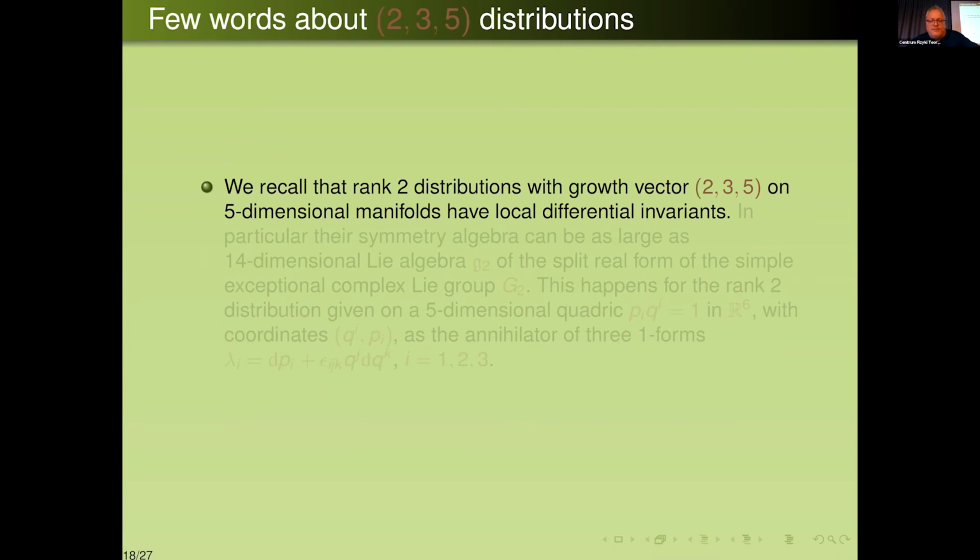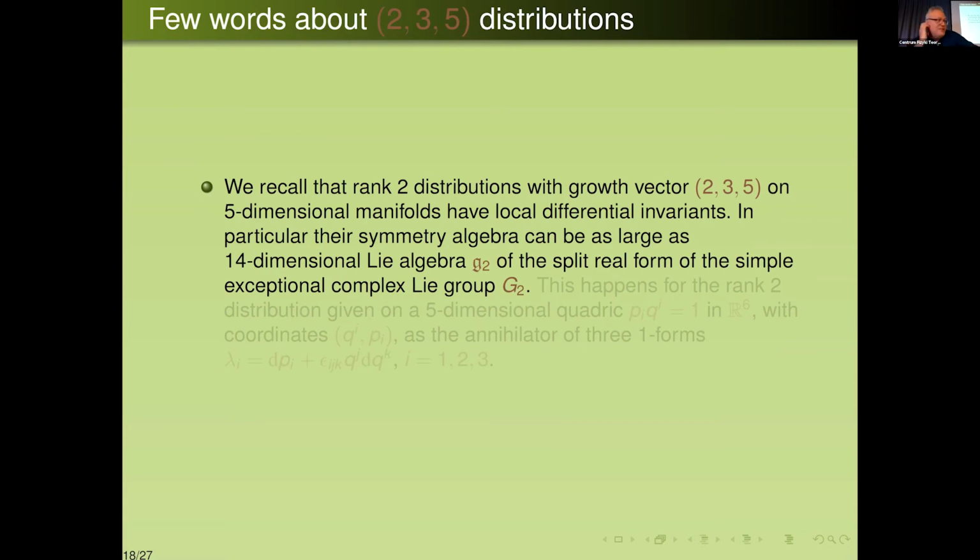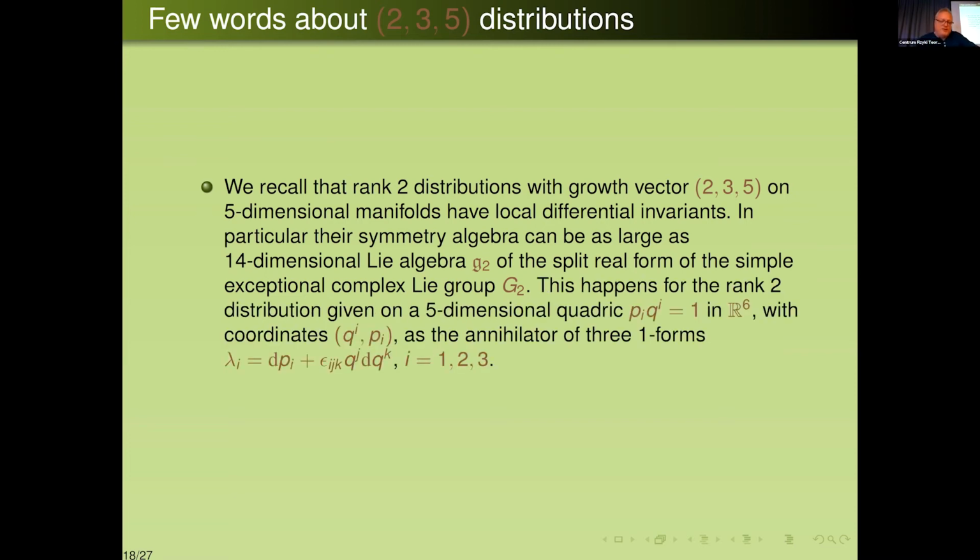And we recall that these 2, 3, 5 distributions have local invariants, and in particular, the most symmetric among them has this G2 symmetry. So now the question is: remember that I made this most symmetric 2, 3, 5 distribution as the model. You take R6 with coordinates pi, qi, and then there were these 1-forms like this, and the annihilator was a 3-6 distribution. But if you now restrict to a hyperbola like this one, then this restricts to a 2, 3, 5 distribution, and this 2, 3, 5 distribution has symmetry G2. So that's the model here.